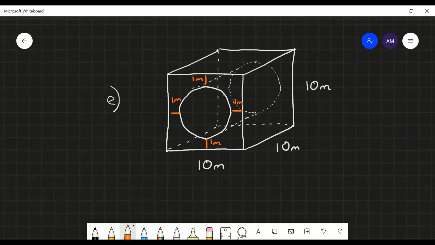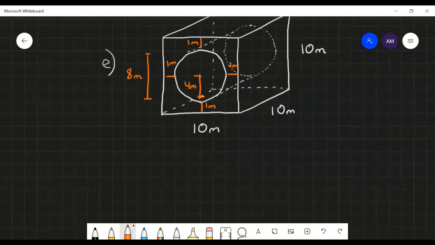I guess the first question is, what is the radius of this circle? Or what is the diameter of the circle first? If we know that the height of this cube is 10 meters, and we know that we're taking off 1 meter on the bottom and on the top, it would make sense that the diameter would be 8 meters. Therefore, the radius would just be half of the diameter, which is 4 meters.